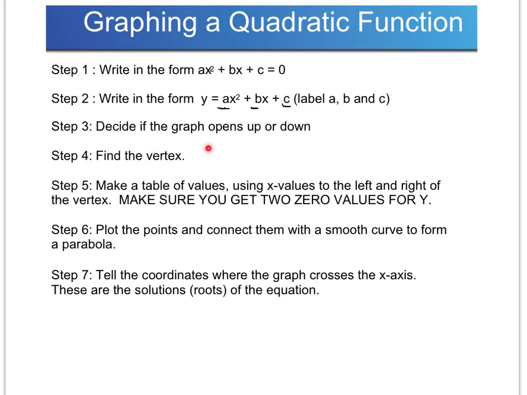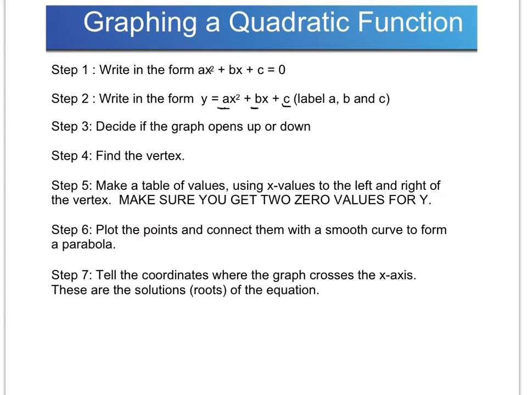Step 3 is to decide if the graph opens up or down. Step 4 is to find the vertex. Step 5, we're going to make a table of values. When we make our table of values, we're going to put the vertex in the middle of the table, and then we're going to pick a couple points on either side of it. We need to make sure that we get 2 zero values for y. We'll talk more about what that means when we do our actual graph here.